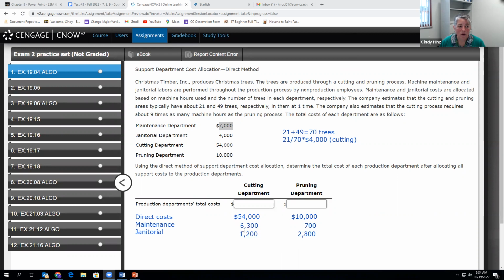So if you were to add across here, maintenance, 6,300 plus 700, we've fully allocated the maintenance department. And then 1,200 plus 2,800 is 4,000. We've fully allocated the janitorial department as well. So to finish up this exercise, we just need to add the direct costs to the indirect or allocated costs to get the totals for each of the production departments.